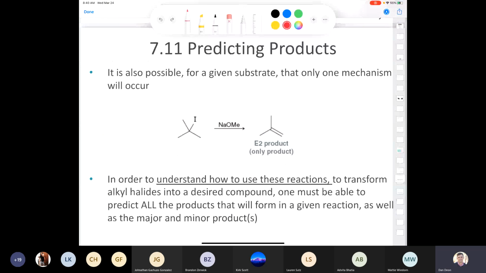Now, sometimes you only get one mechanism. Right here, we have a tertiary alkyl halide, and we have a strong base. In that case, we're only going to get one product. Now, in order for you to understand how to transform the alkyl halide into a compound, you've got to be able to predict all the products as well as major and minor products.